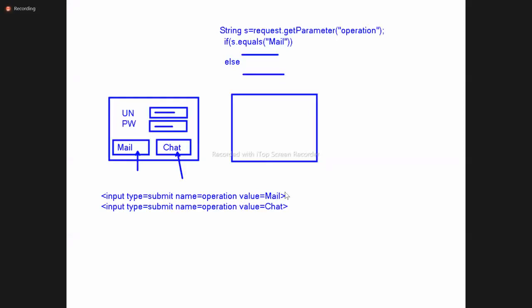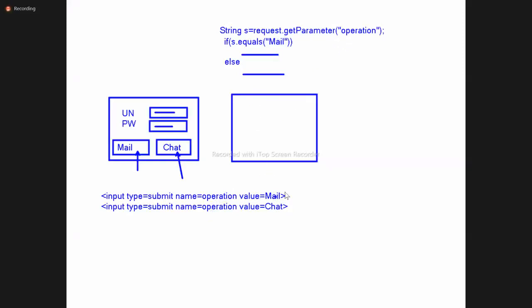How? HTML you studied, no? HTML batch also you are attending, no? This is one option. What you can do? Two submit buttons you can create like this. For both the submit buttons, name is operation. Value is mail. Value is chart. Now request dot get parameter operation.